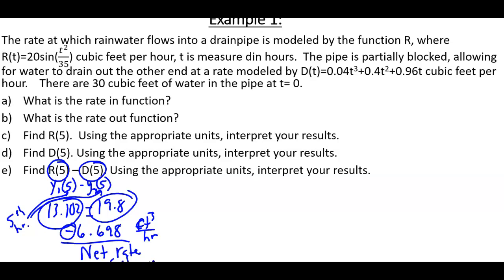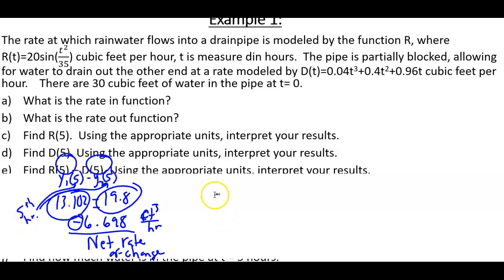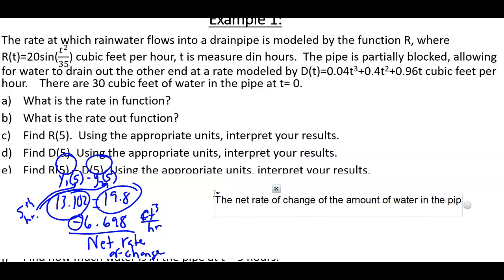So here's how we would interpret this final answer. Input units, output units, as well as the context. Here we go. You would say the net rate of change of the amount of water in the pipe at t equals 5 hours is negative 6.698 cubic feet per hour.